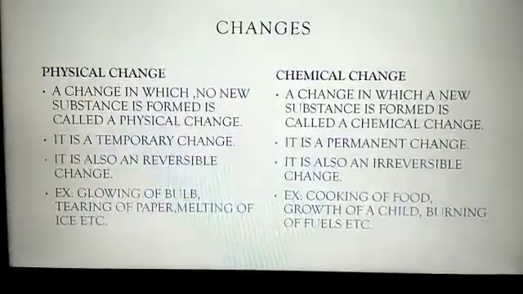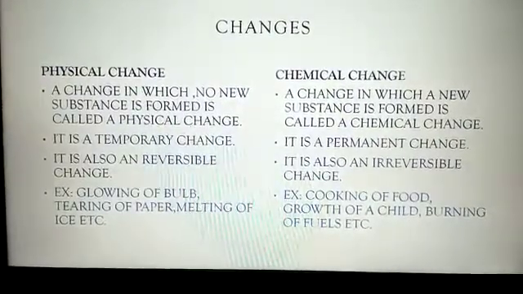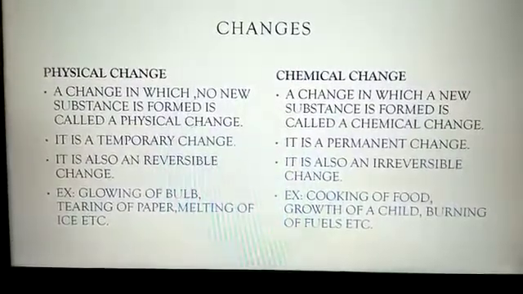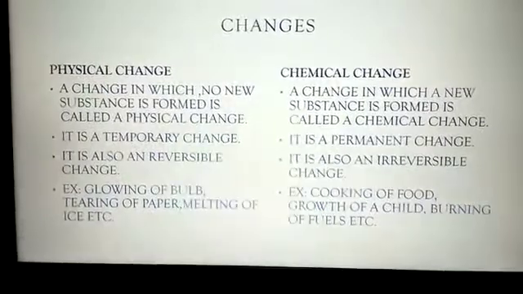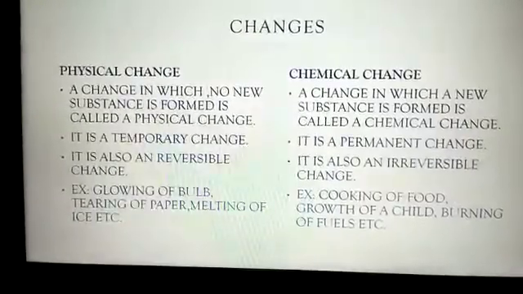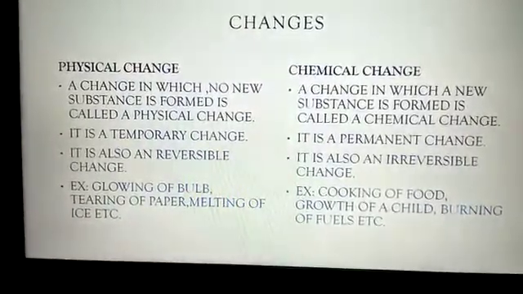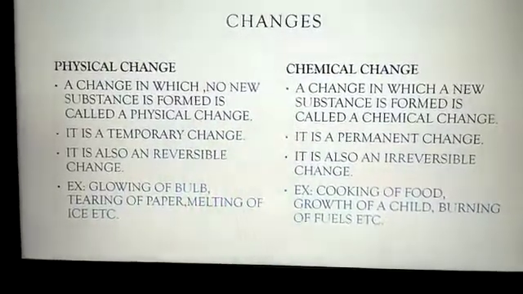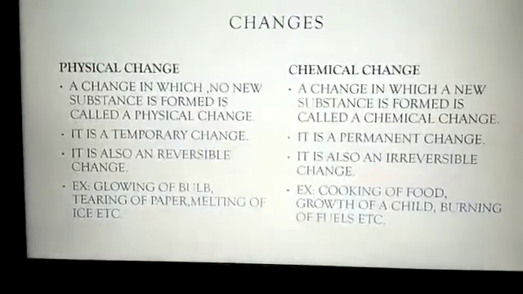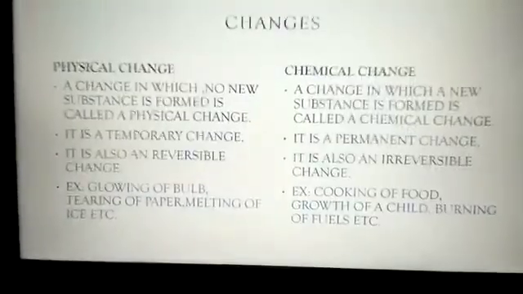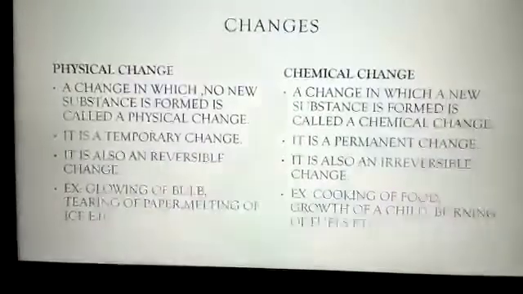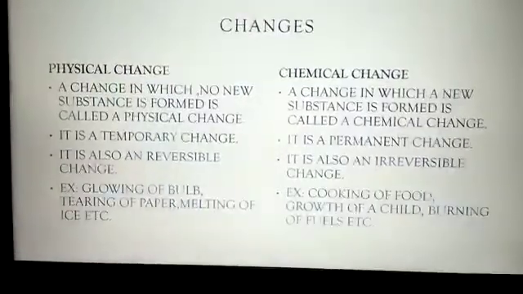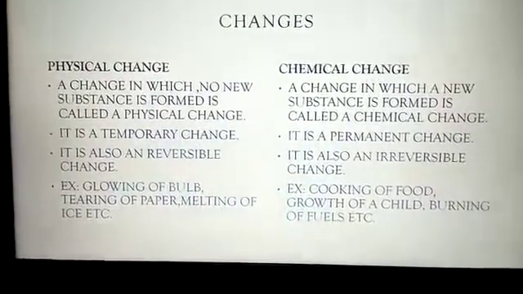Coming to chemical change, it is a change in which a new substance is formed. So here a new substance will be formed and it is a permanent change where you cannot get back the substance again. So it is also an irreversible change. The examples of physical change are glowing of a bulb, tearing of paper, melting of ice, etc. And the examples of chemical change are cooking of food, growth of a child, burning of fuels, etc.